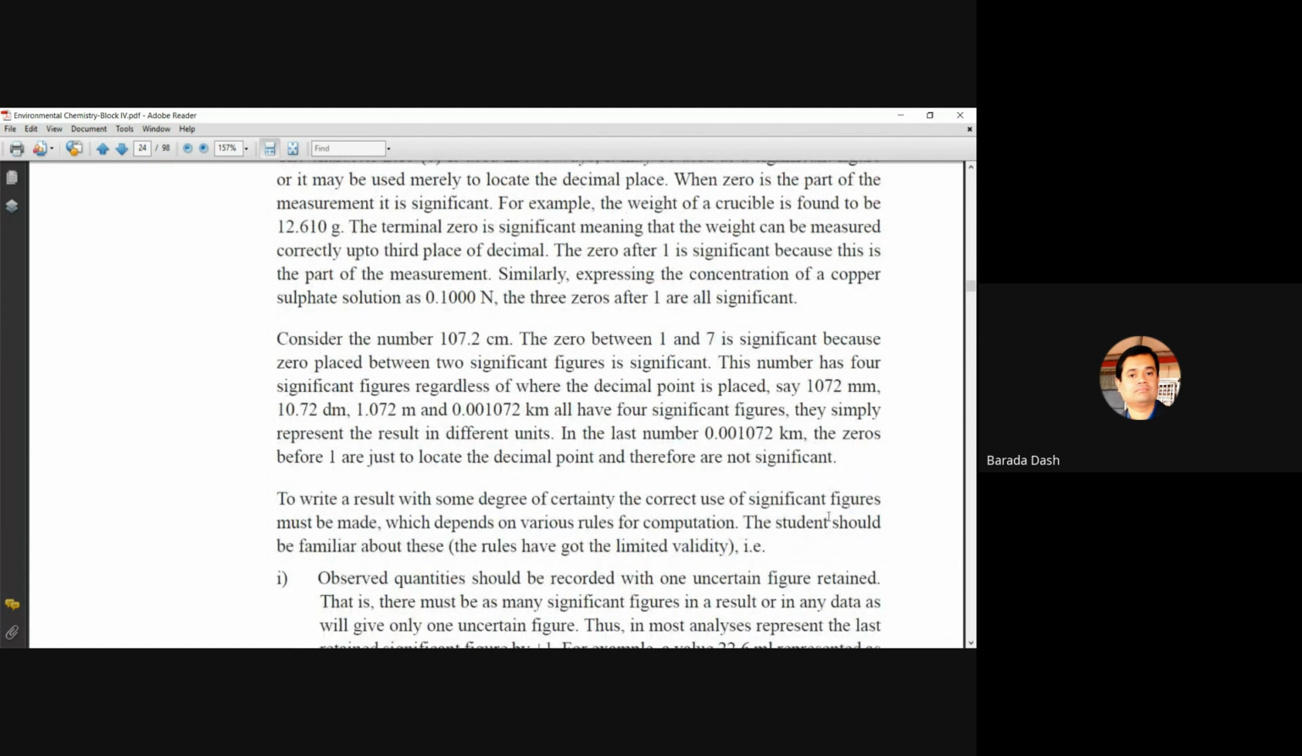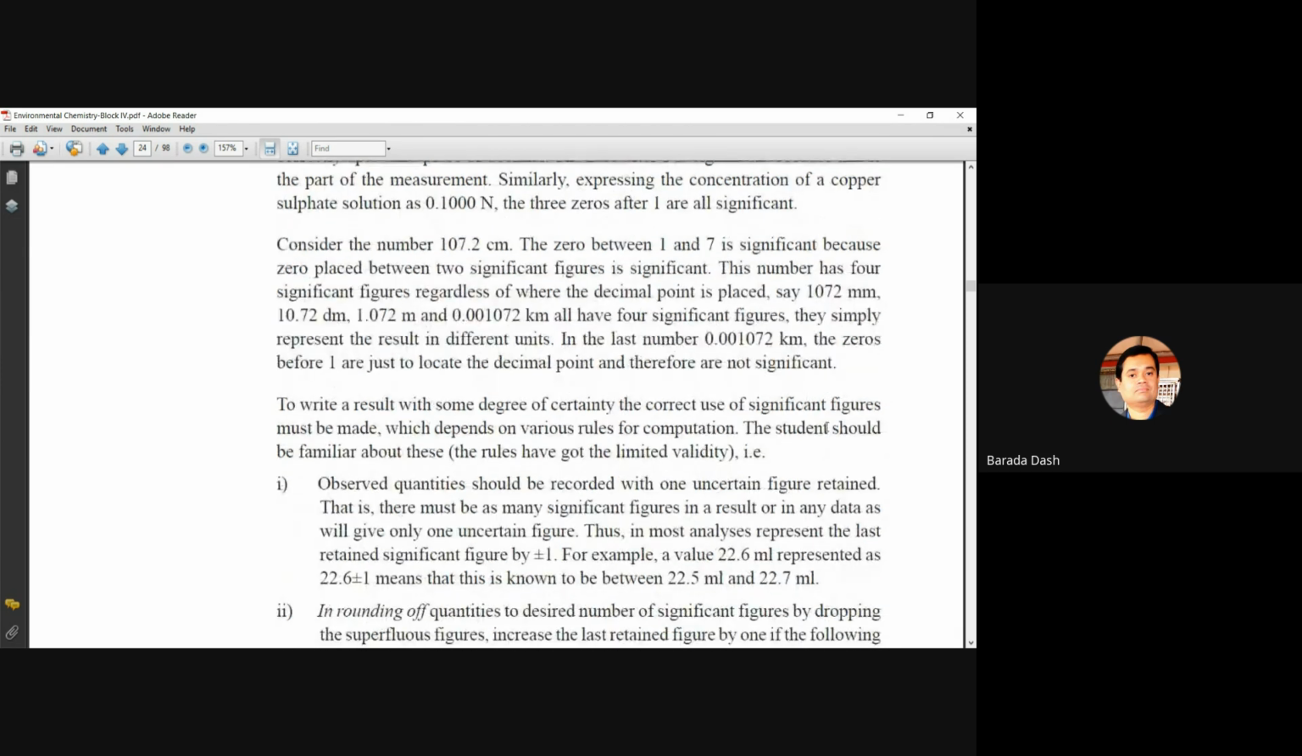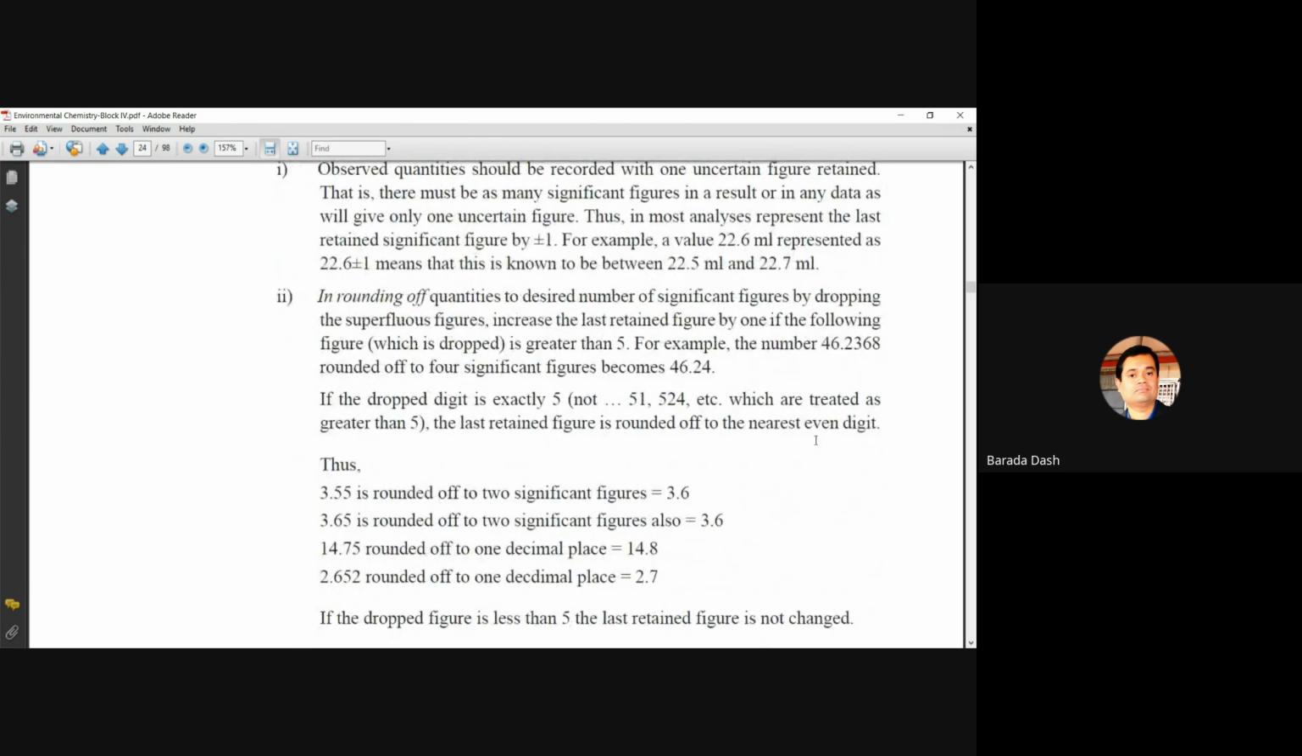Consider the number 107.2 centimeter. The zero between 1 and 7 is significant because it is placed between two significant figures. This number has four significant figures regardless of where the decimal point is placed. So if you are talking about 0.0001072 kilometer, the same digits are significant, but the leading zeros are not.